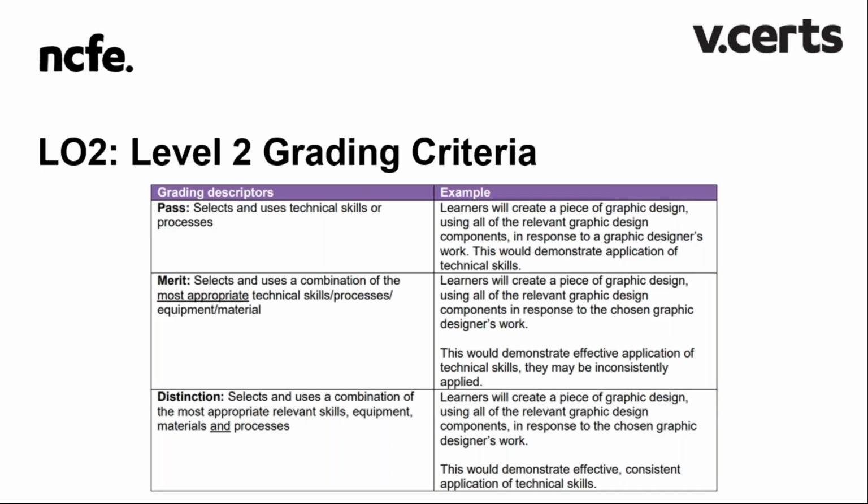So just to clarify, the development and final work should represent this application of skills. So there's 2 parts to be evidenced for learning outcome 2. So it's not just the final work, but the development work of how they've actually got to that stage as well.